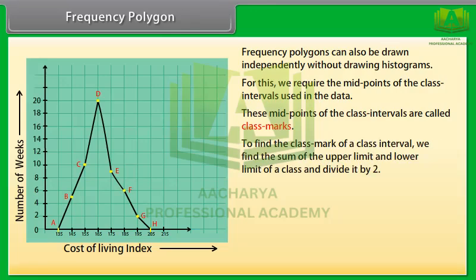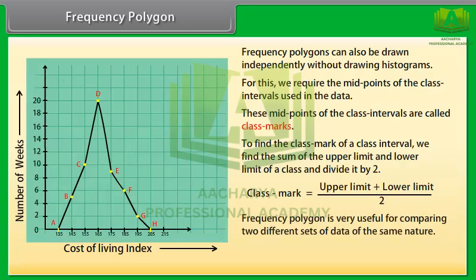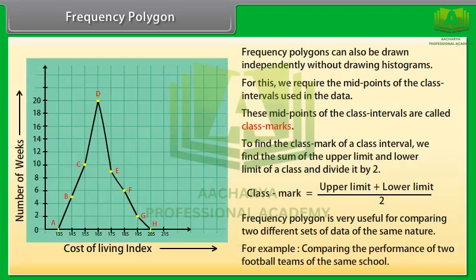To find the class mark of a class interval, we find the sum of the upper limit and lower limit of a class and divide it by 2. Thus, class mark is equal to (upper limit plus lower limit) whole upon 2. Frequency polygon is very useful for comparing two different sets of data of the same nature. For example, comparing the performance of 2 football teams of the same school.